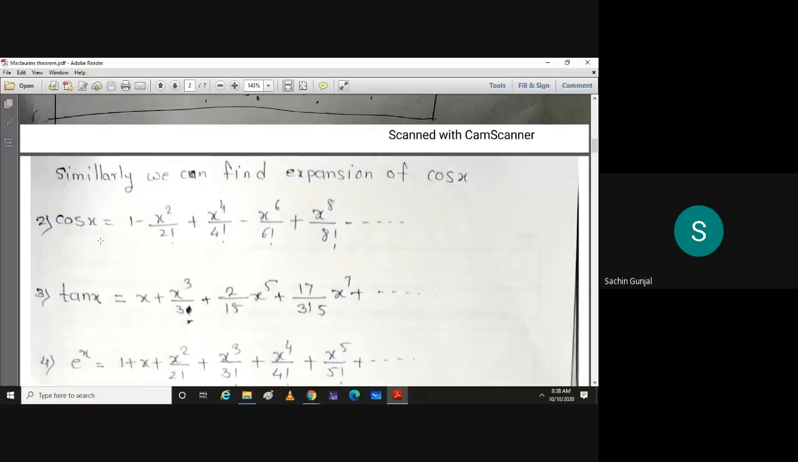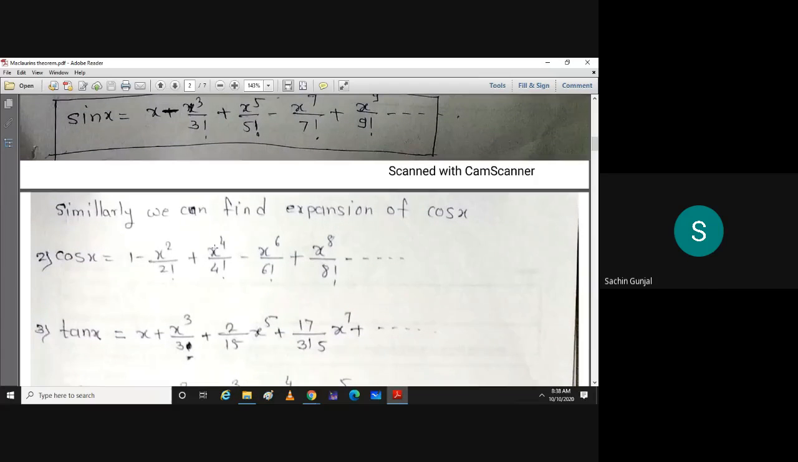Write down cos x. It is 1 minus x square by 2 factorial plus x raised to 4 by 4 factorial minus x raised to 6 by 6 factorial and so on. Note that in sine x the denominators are factorials of odd numbers, whereas in cos x the denominators are factorials of even numbers, and alternate plus minus signs are there.